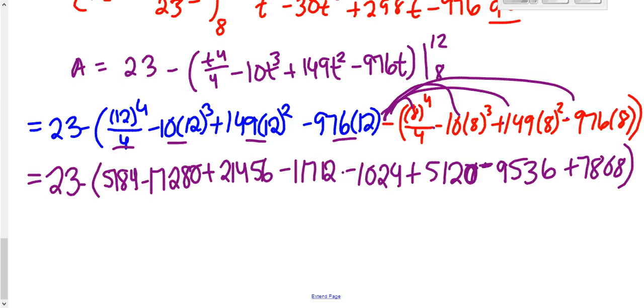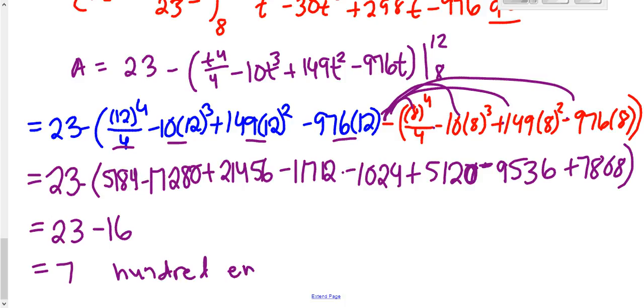Now, when you put those huge numbers in your calculator, you get 16. So there were 700 entries not yet processed. Sorry, my pen is going kind of crazy. Now, last part.